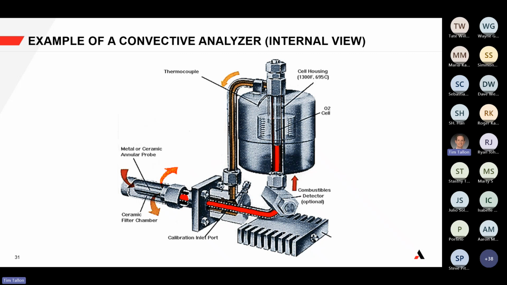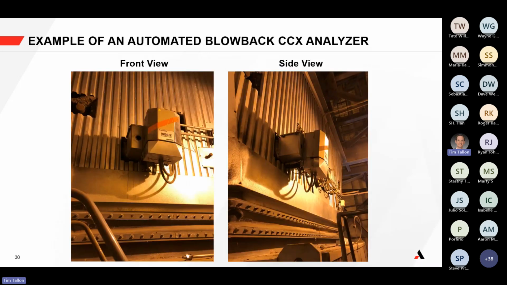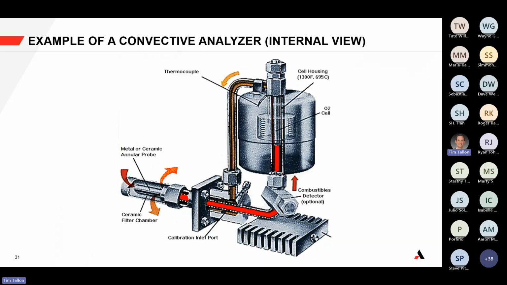Now, shifting gears a little bit, going from the blowback close-coupled extractive analyzer type to a convective analyzer, you'll see some similarities to close-coupled extractive and also some differences. If you just examine it real quick, you'll see that there is no aspirator in this case.